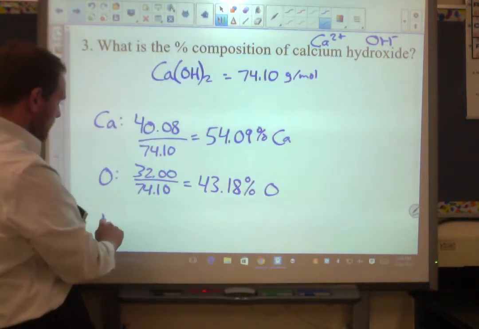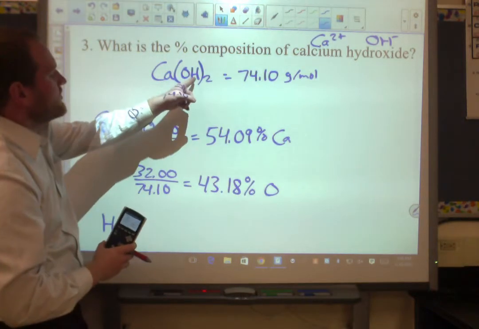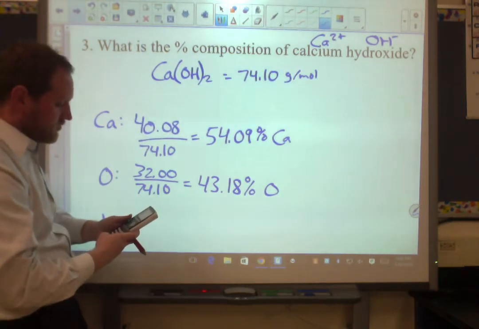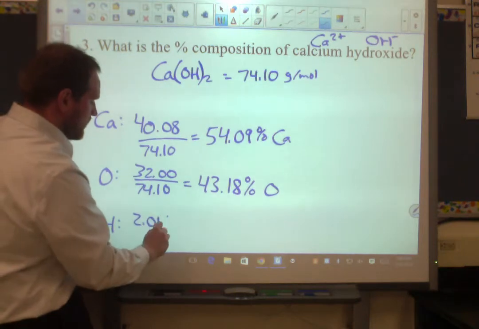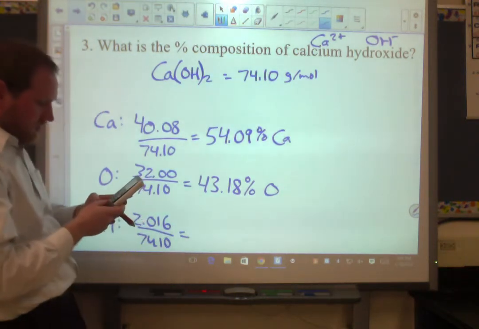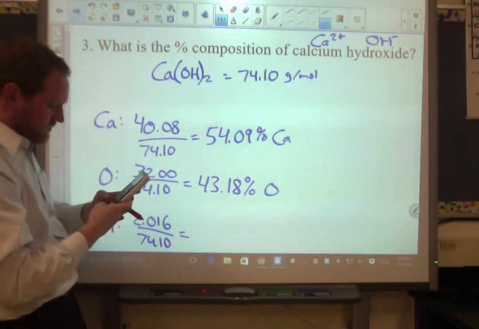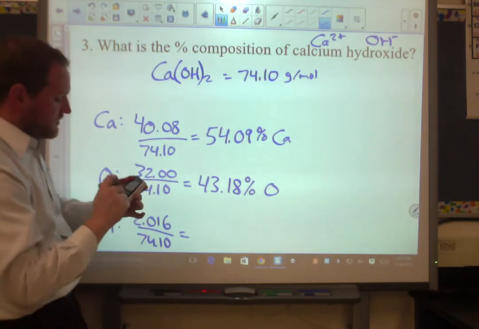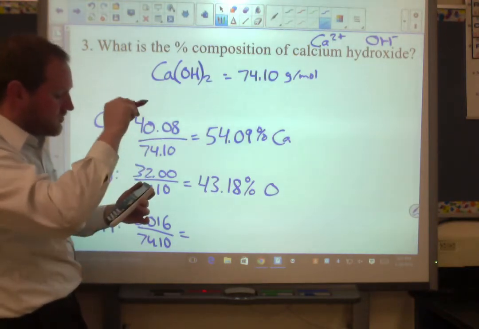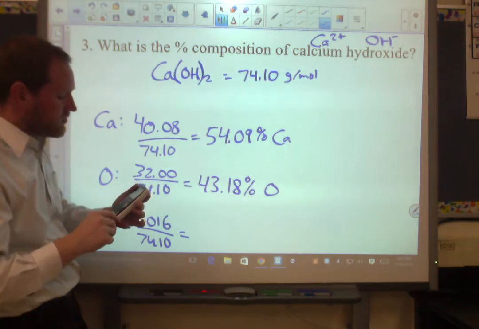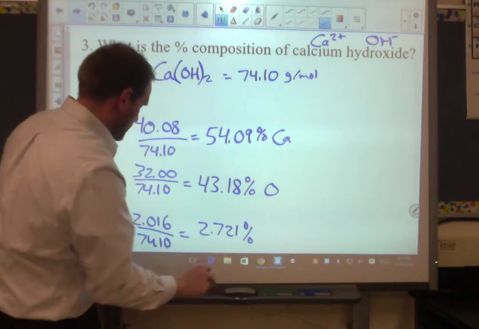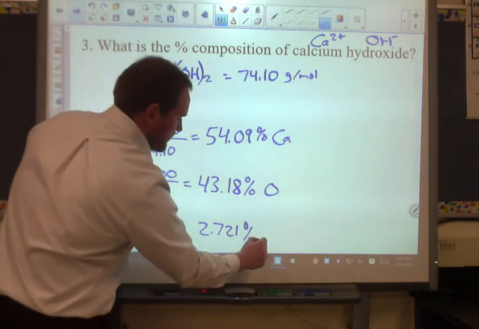oxygen. And finally for hydrogen, there are 2 hydrogens in here. Each hydrogen is 1.008 times 2 gives me 2.016. Divided by my same total, 74.10, gives me, I gotta be careful here, 0.02721. I'm gonna shift it twice, call it 2.721%. 4 sig figs for all of these, and that's percent hydrogen.